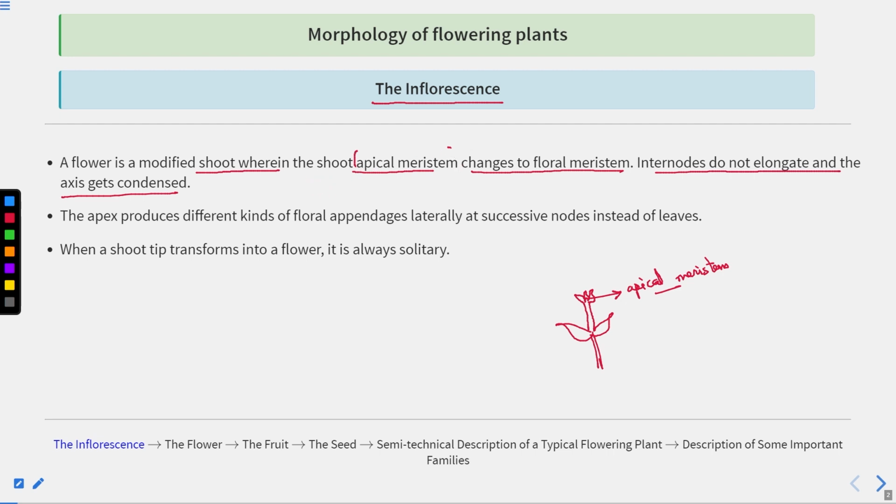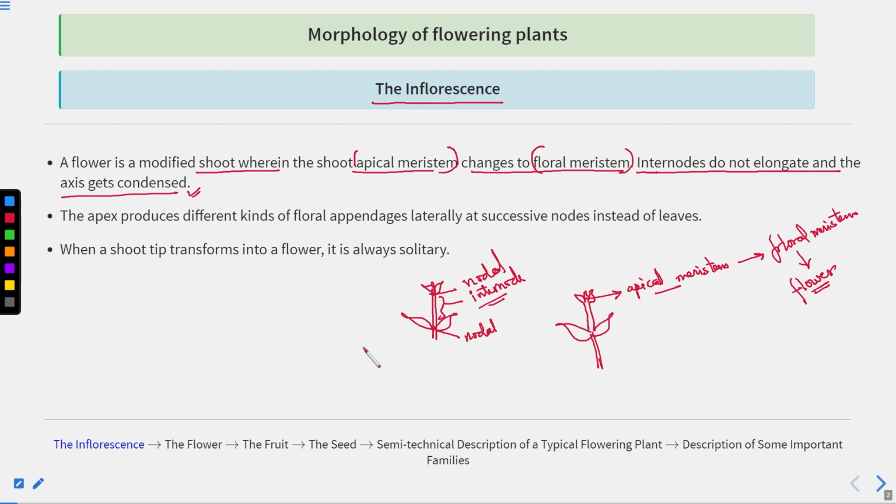But sometimes this apical meristem changes into floral meristem, and this floral meristem forms the flower. And also we see sometimes the internode does not elongate and the axis gets condensed. What you see generally in the apical meristem is a leaf, a bud, and another leaf. This portion is the nodal portion, and in between that we see the internode.